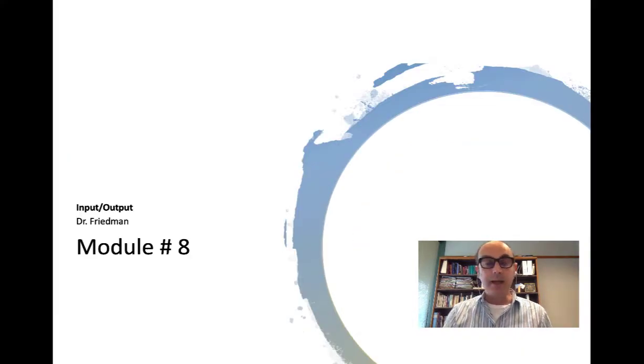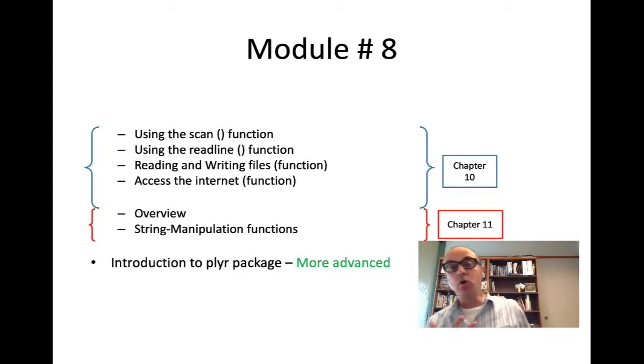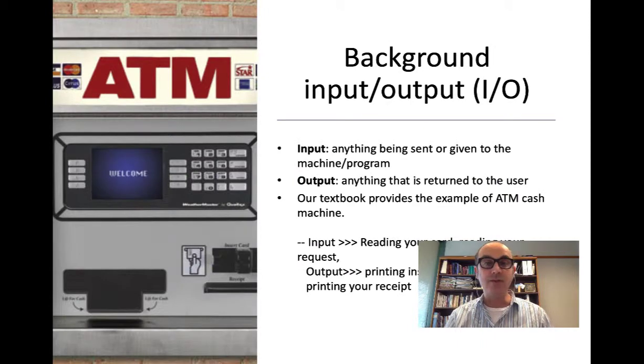In this module, I always call it the input and output of R. What I'm going to do is cover chapter 10 and 11, but I'm also going to introduce a package called plyr and how to implement that in the assignment, and you will see how to do that. I will also give you some instructions. So basically, the input and output.